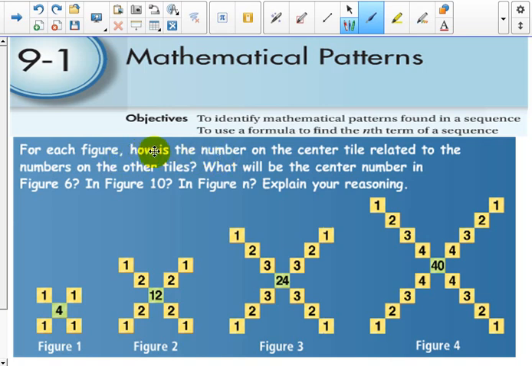So the first question was how is the number on the center tile related to the numbers on these other tiles in each figure? So, for example, how does number 4 relate to the tiles around it? How does number 12 relate to the tiles around it? 24 to these, and 40 to these. So look at this for just a few seconds and then turn and talk to a neighbor and discuss what you think it is. Okay?